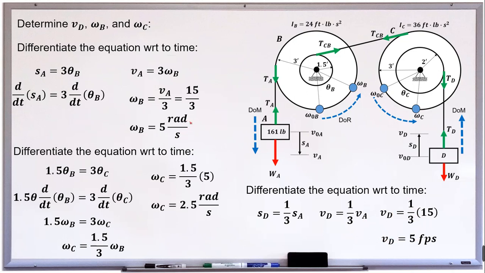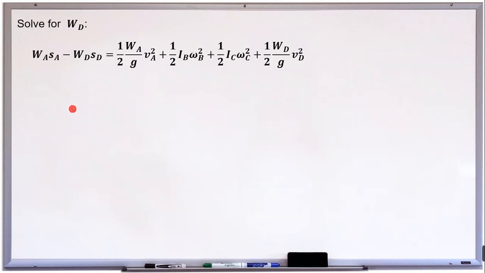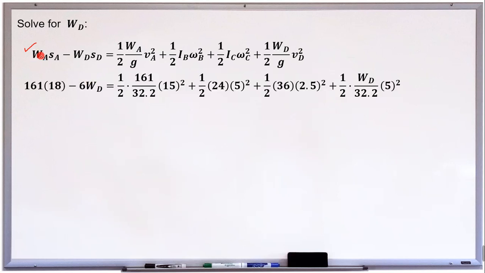So now we already have values for WB, WC, WD, as well as the displacement. And we are now ready to solve for the weight of our block D. So solving for the weight of our block D, if we go back to our work energy equation, substituting those values. The weight of A is 161. The displacement of our block A is 18, minus the weight of D, still unknown, multiplied by the displacement of D. We already have the value of this one, that is 1/3 of A, so that's 1/3 times 18, that is 6.